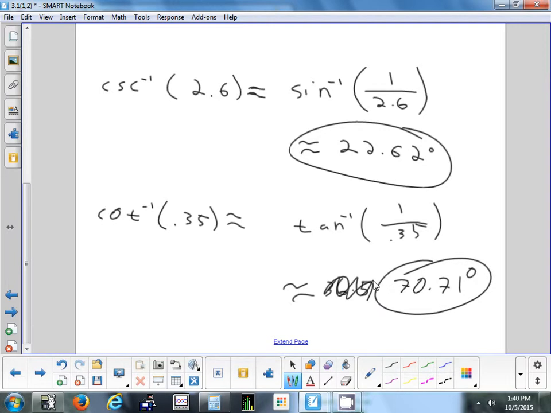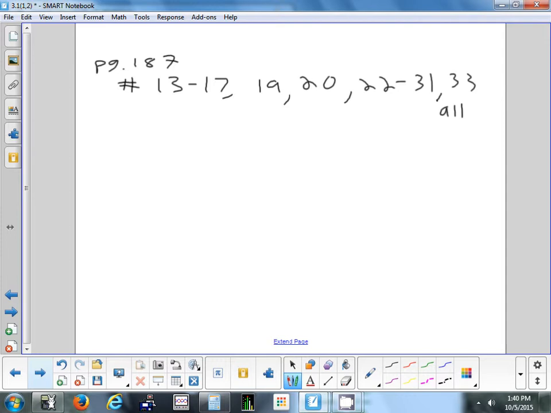So for the tests on Thursday, make sure you know how to use your calculator. It stinks to get 6 or 7 questions wrong because there's no work to show. You just have to type it in right. There will be some that have work, but not these. So just make sure you know how to use your calculator. All right, so the homework is on page 187. A lot of it is calculator or just looking at the chart, so it's pretty quick. Problems 13 to 17, 19, 20, 22 to 31, and 33.